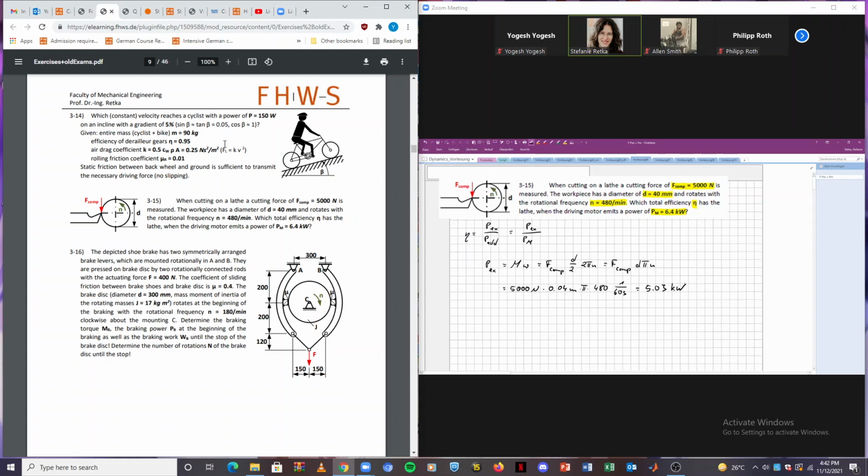Now we substitute this power into the equation for the efficiency. So it's 5.03 kilowatt over 6.4 kilowatt, which is equal to 0.785, 87.5%.